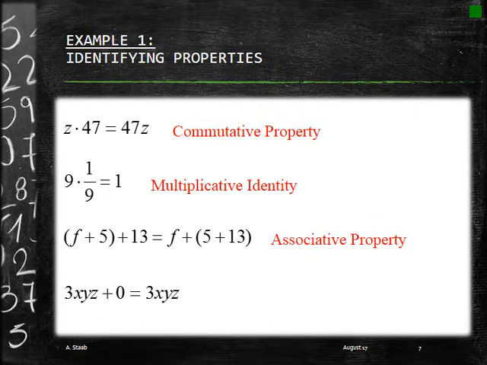And then next I have 3xyz plus 0 is equal to 3xyz. So I have its identity, and I'm adding 0, so that is the additive identity property.